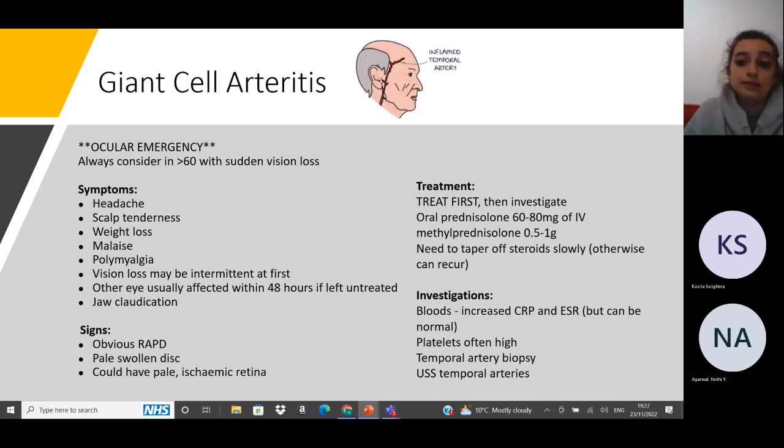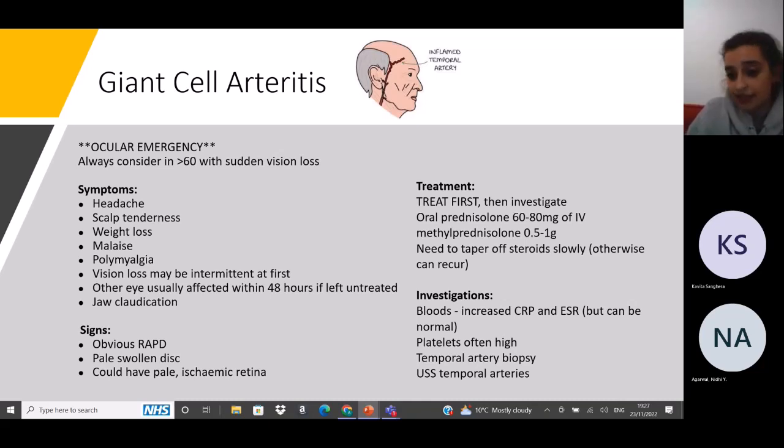Like we said, for treatment, give them some steroids, and then you need to be really careful when you're weaning them off the steroids, because it can recur if you take them off too quickly. So you need to taper them really slowly.